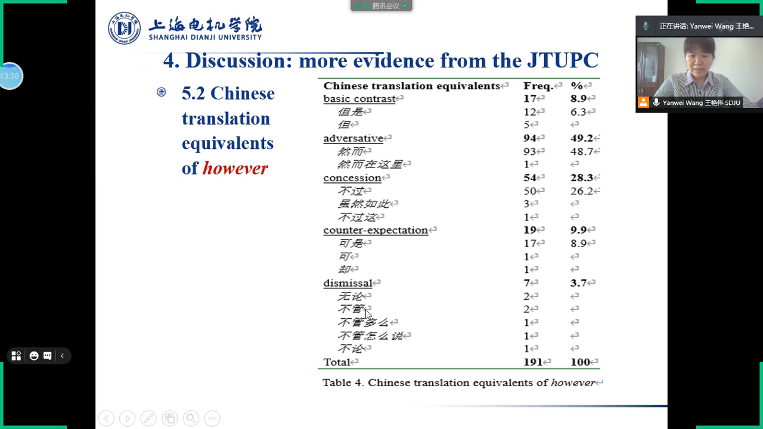As listed in Table 4, the picture emerging from the table is more complex than that displayed by 然而 in Table 3. Nevertheless, the 5 Chinese translation equivalents 不管多嘛, 不管怎么说 and so on indicate the emergence of an additional function of however that is dismal.